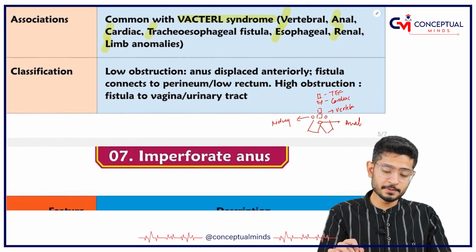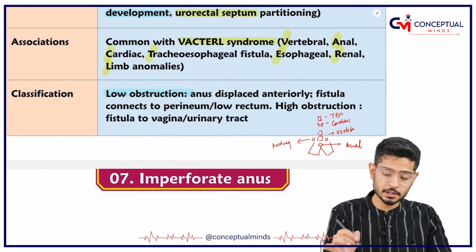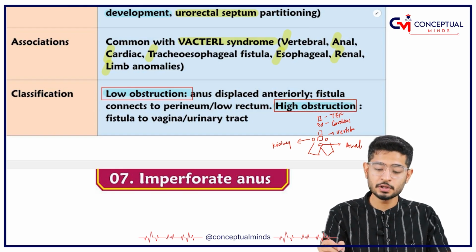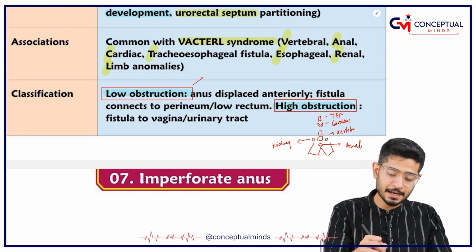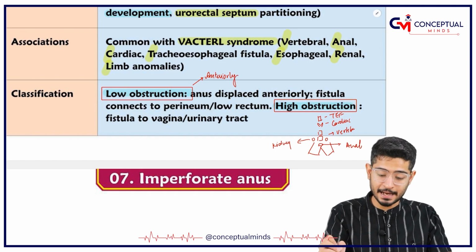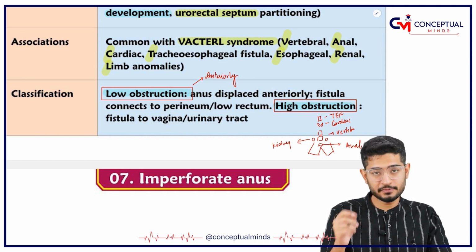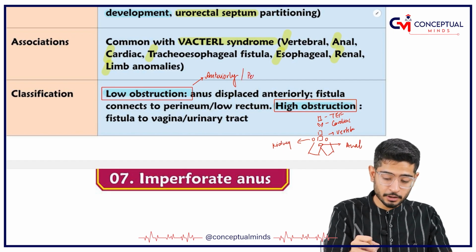Now there are two types of obstruction. One is a low obstruction, the other is a high obstruction. What is important in low obstruction? Low obstruction means that the anus is displaced anteriorly, and the fistula is going to connect to the perineum. The opening is going to involve the perineum.